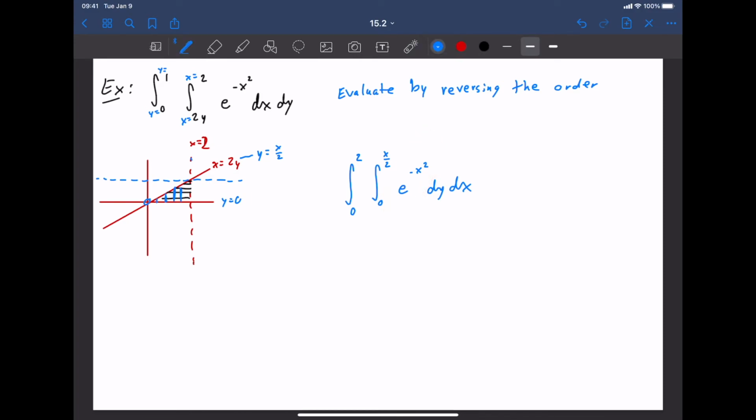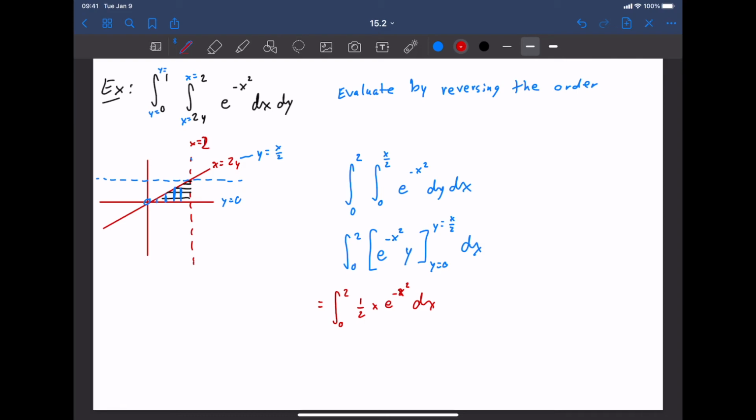as a constant, meaning I can actually integrate and get e to the negative x squared y, evaluated from y equals 0 to y equals x over 2 dx. Again, if you're not convinced, just hang on. So that'll be 1/2 x e to the negative x squared dx.